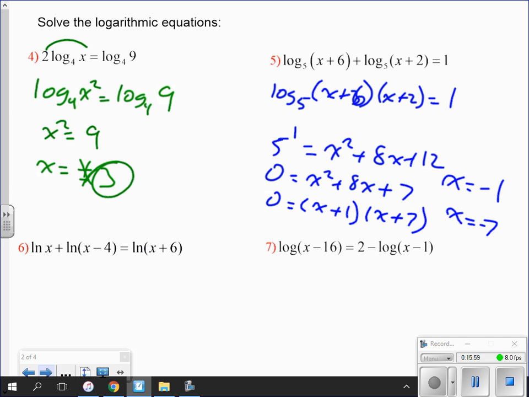Can I use both -1 and -7? No, -1 works fine, right? But -7 will make this and this both negative. On the test, I will be looking for both of those answers being listed as possibilities and one of them being eliminated.